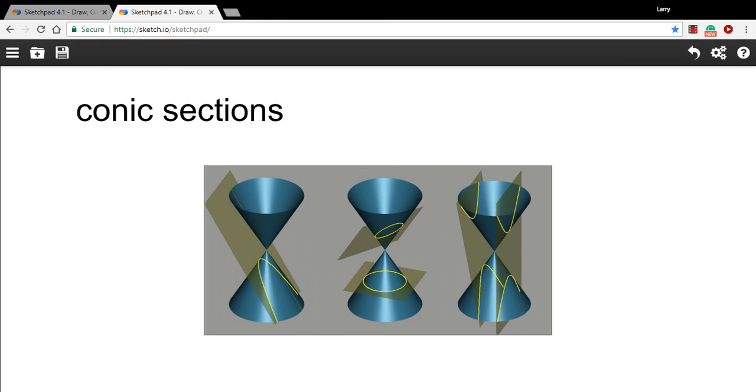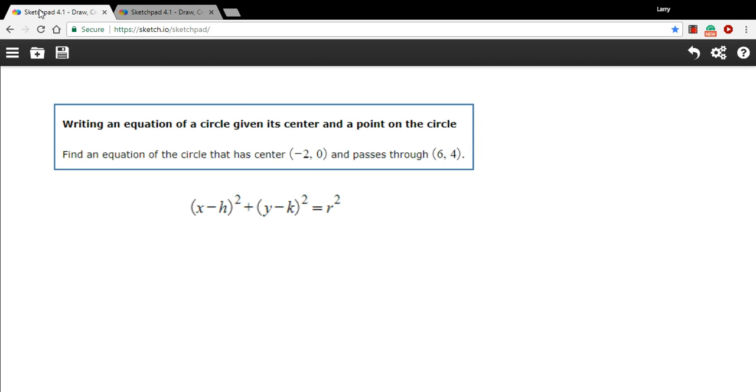We're doing some more work today with conic sections. This time, additional work with the circle. That's that section you get when you cut a cone perpendicular to its axis. Today, we're being asked to write an equation for a circle in standard form when we're given the center and a point that it passes through.